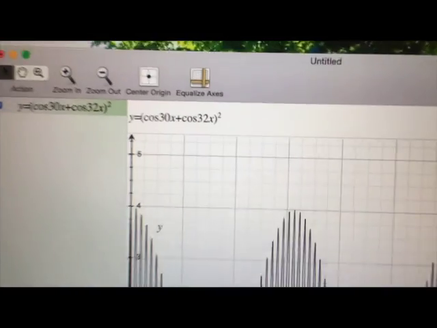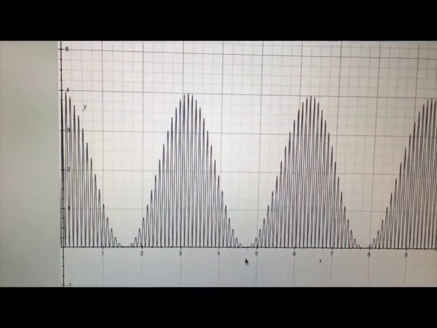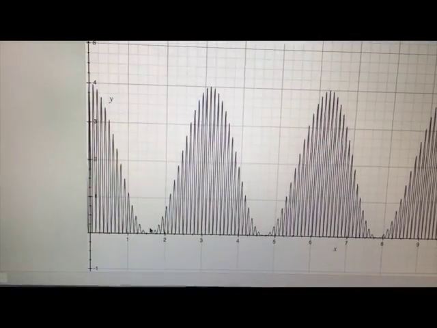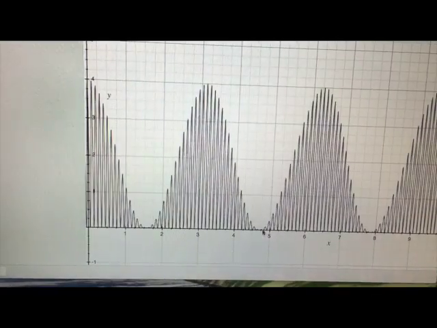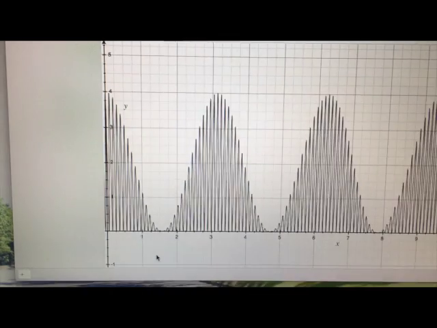Here's an example of two similar frequency cosine waves squared to show the intensity pattern. The theory behind this for measuring the sodium doublet is to measure the separation between the areas of minimum fringe contrast, as seen here, which will give us the period of the envelope.